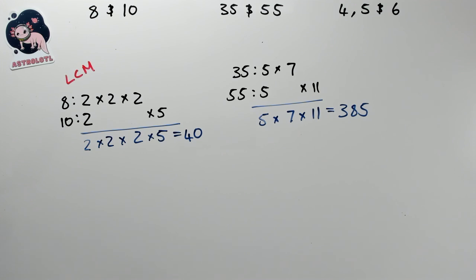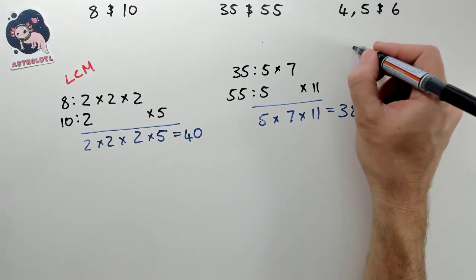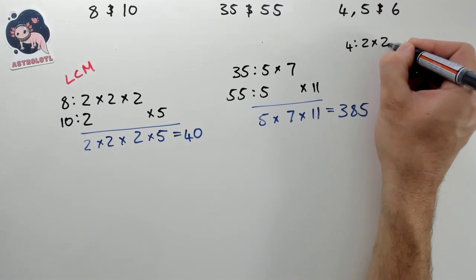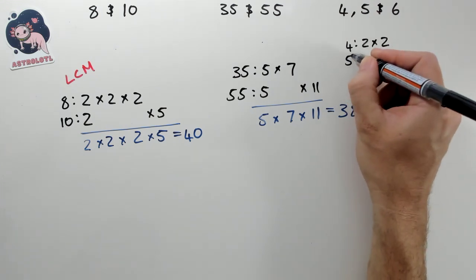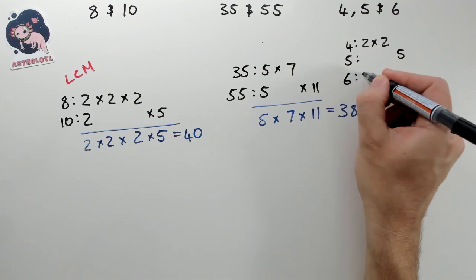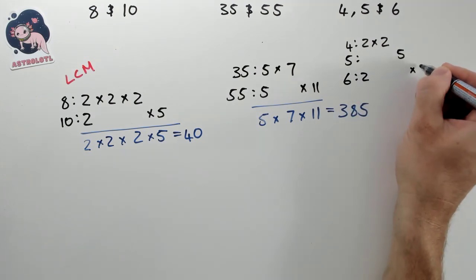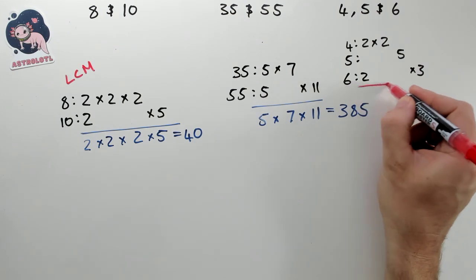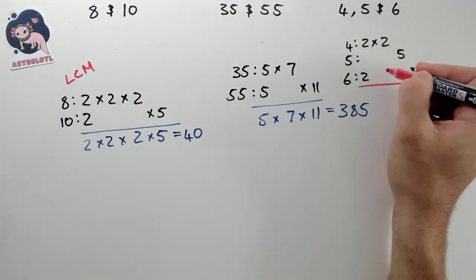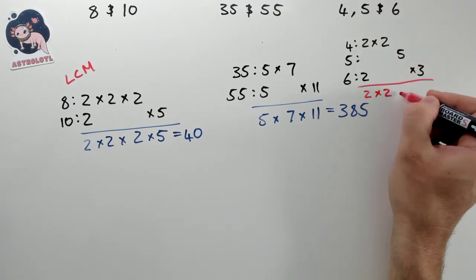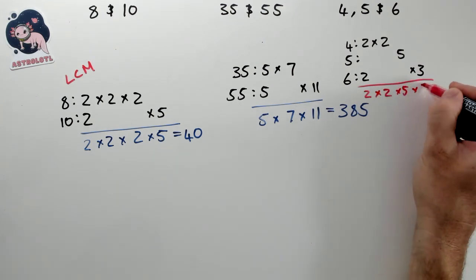So for 4, let's do 4 here. Okay, so 4 is going to be 2 times 2, and 5 is just a 5, and 6 is going to be 2 times 3. Let's do this in a different color so we don't get confused. I'm just going to bring the 2s down. The most amount of 2s is 2, so it's going to be 2 times 2. I'm going to bring the 5 down and bring the 3 down.